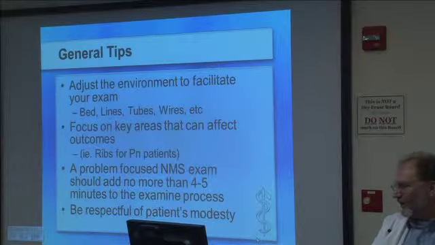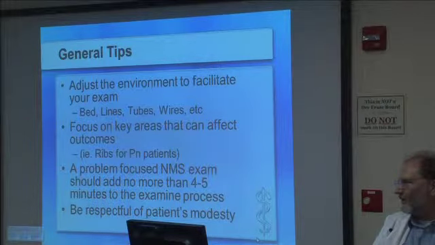Focus on the key areas. For ribs, pneumonia patients, a very key area is the abdominal diaphragm. It should take you no more than 4 or 5 minutes to complete this whole exam. If you keep it focused and you keep it a part of your process, you'll do it without even thinking about it. And respect the patient's modesty. Have a blanket so that when you're lifting up their legs, checking range of motion, you're covering up their privates.